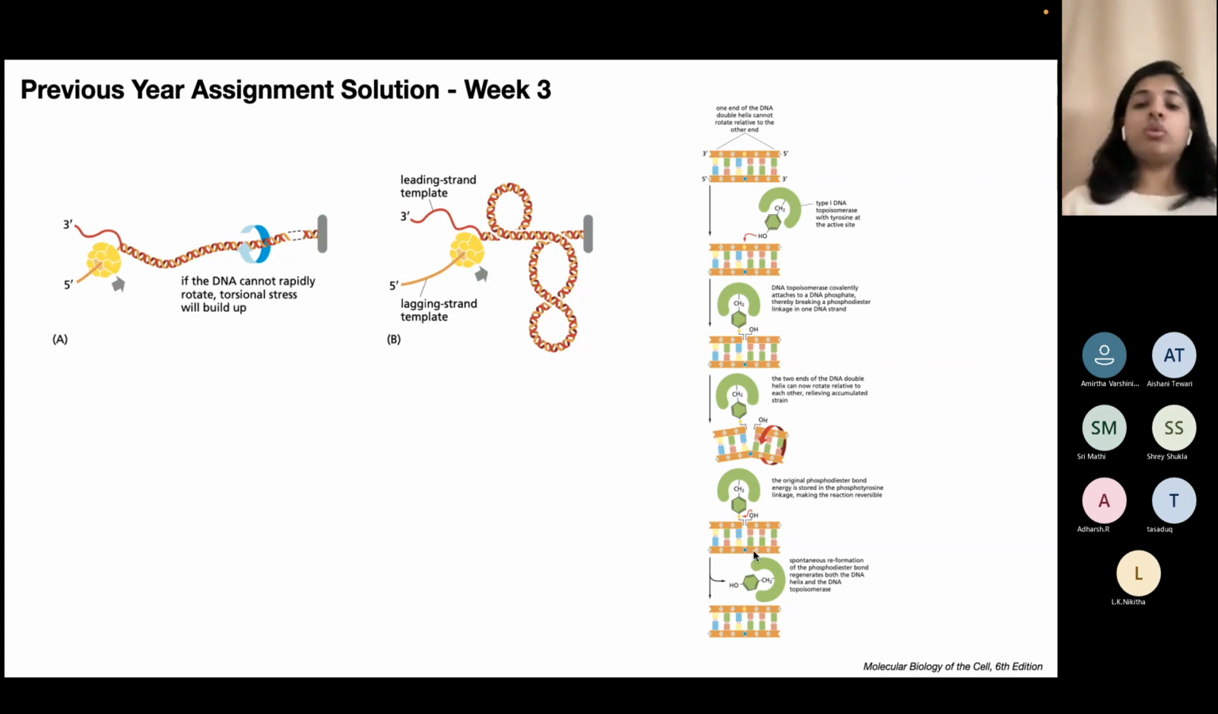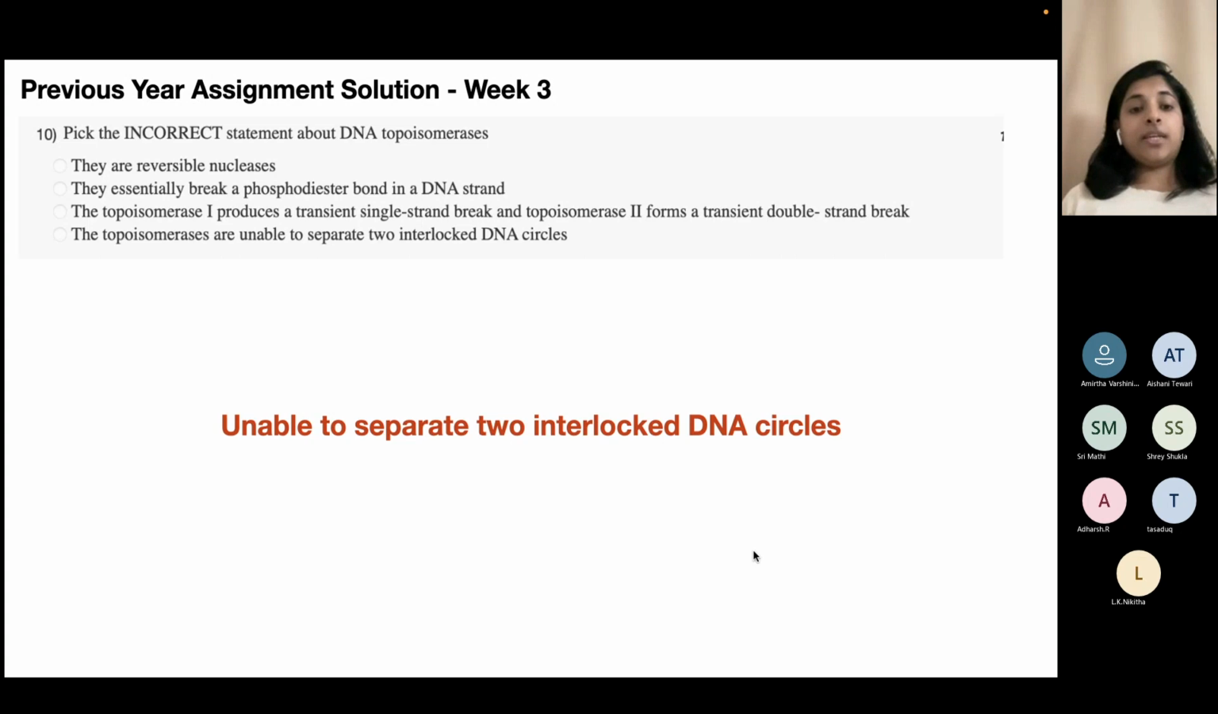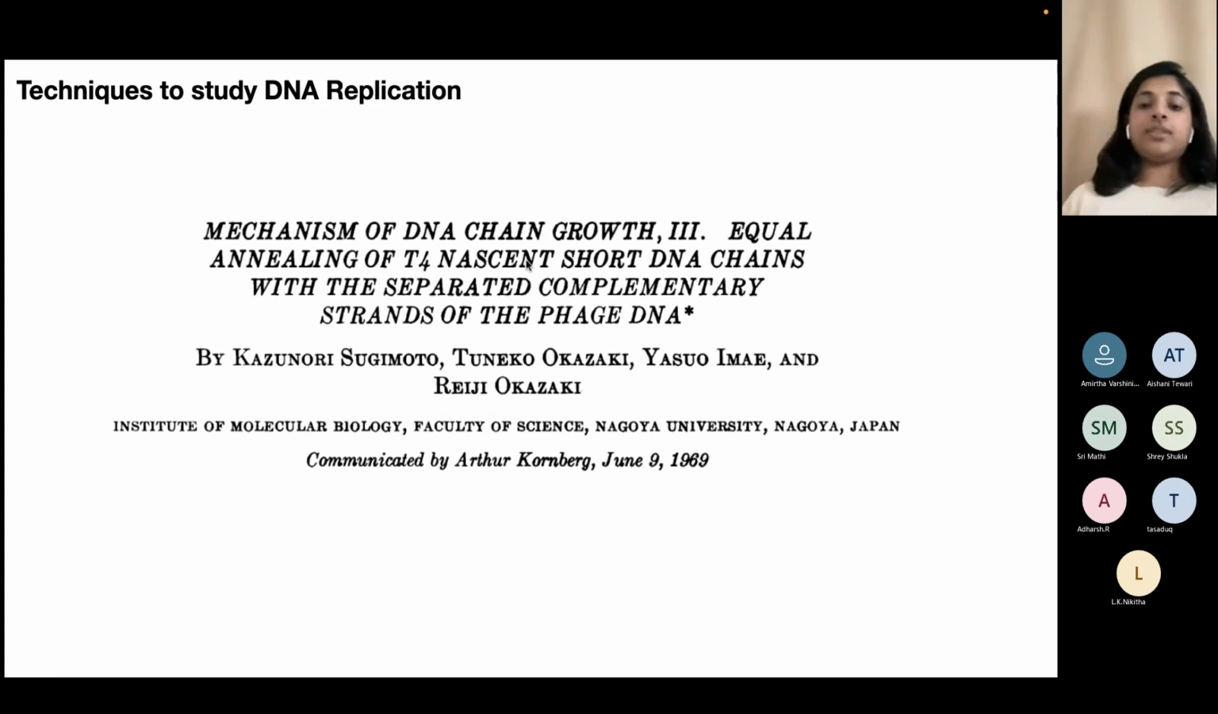Topoisomerase 2 is able to cause a double stranded break, and if two circles are wound onto each other, both the strands will break and the circles will be uncoiled. So the incorrect statement would be that topoisomerases are unable to separate two interlocked DNA circles, because they can separate them. The topoisomerase 2 enzyme plays a role in that. So with this, we are done with the previous year assignment question.